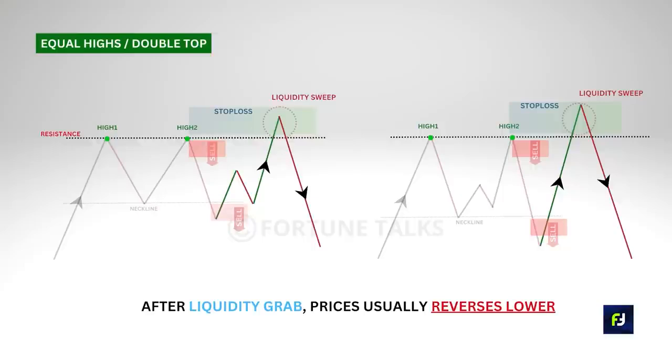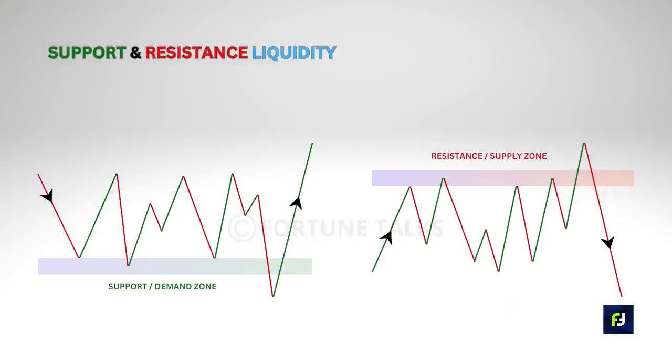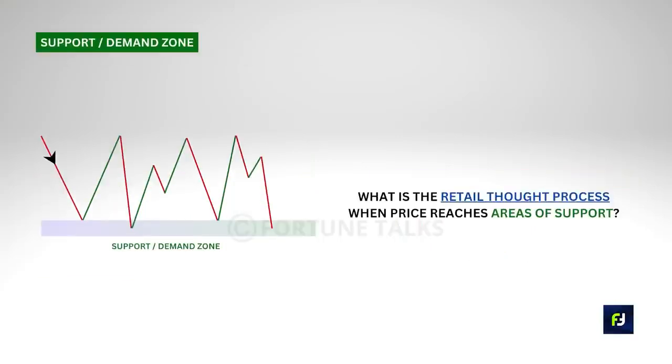Now, if you have understood both these types of liquidity, then the next few types are going to be really easy. Yes, we are talking about support and resistance liquidity next. So, what happens at a support level? Think about it in terms of a retailer. What will be a retail participant's thought process?